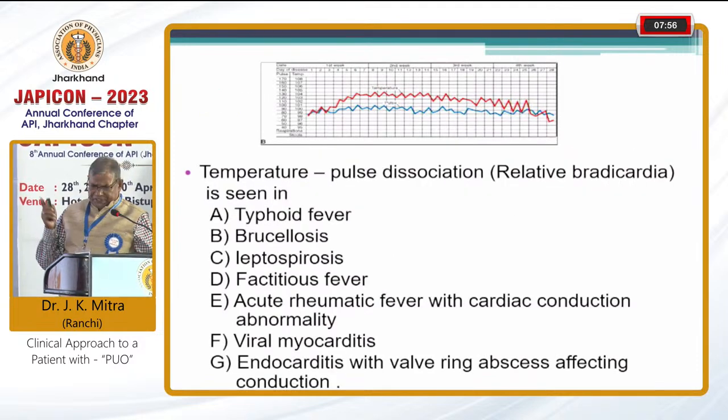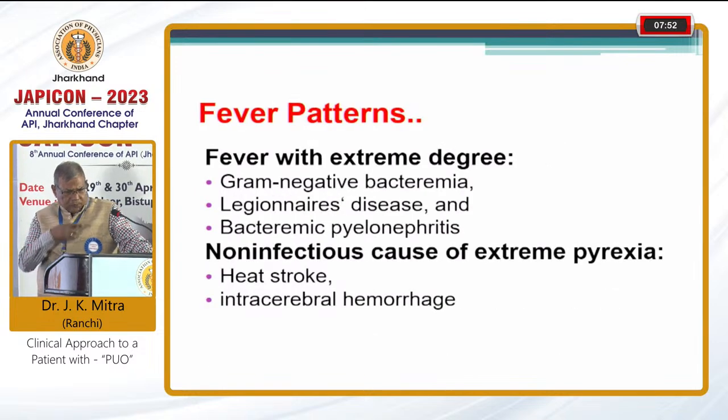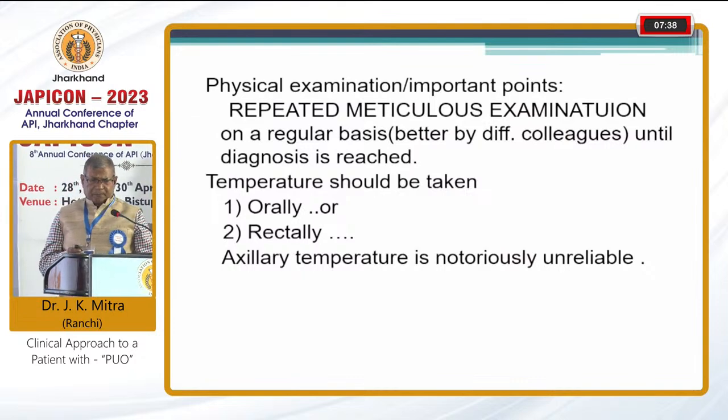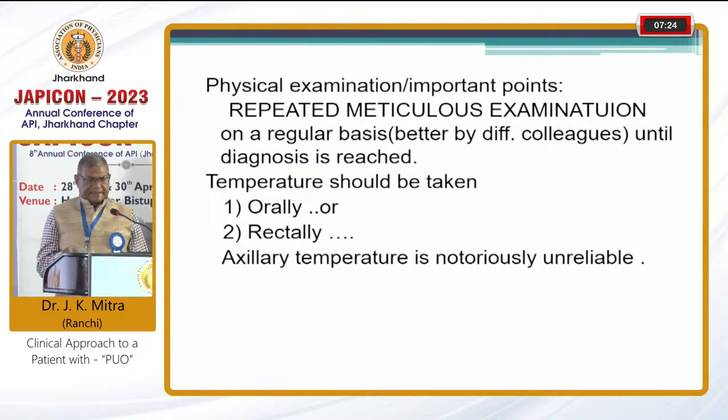Then temperature-pulse dissociation, relative bradycardia, may give some clue. Then fever pattern again: fever of an extreme degree, or extreme pyrexia of non-fixed cause, even heat stroke or non-infective causes like intracerebral hemorrhage. Physical examination, important points: repeated meticulous examination is very important on a regular basis. It is better to have it done by different colleagues too, because many times a biased opinion is there, and in that case you can miss an important sign.